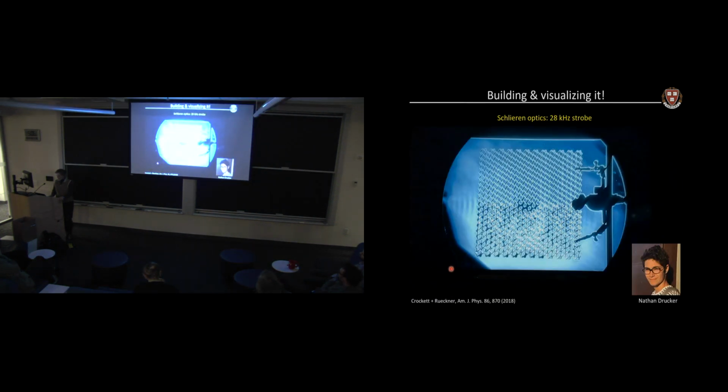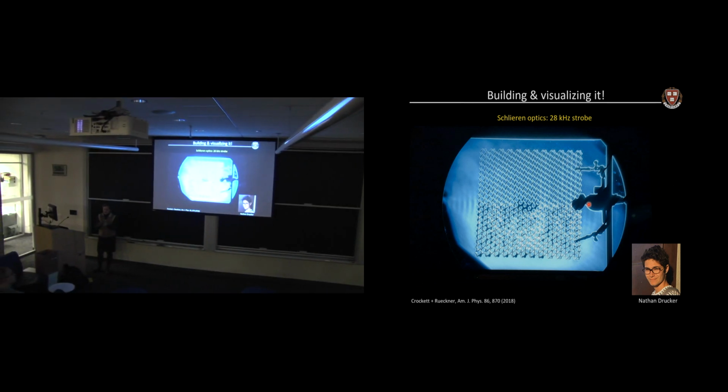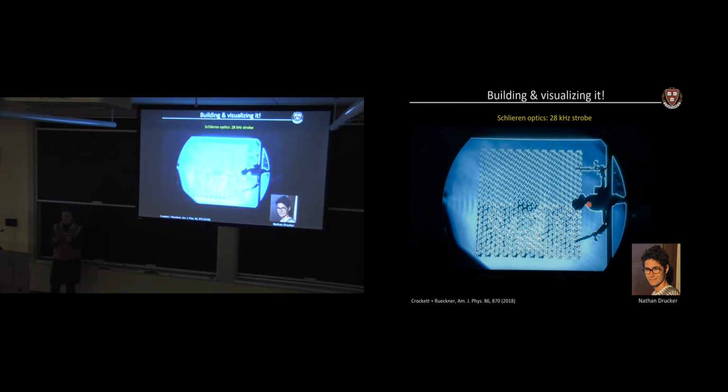So this is a Schlieren optics setup. This whole thing is about a foot across, and we send a sound wave in one side, and the sound wave rarefies and compresses the air, so it causes minute changes in the index of refraction of the air. And then we use a strobe light at 28 kilohertz to diffract off of this essentially new diffraction grating from the sound wave that's propagating.